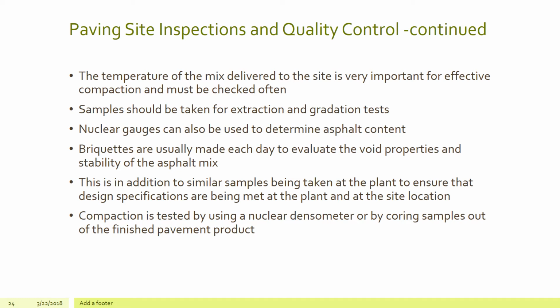Samples should be taken for extraction and gradation tests. Nuclear gauges can also be used to determine asphalt content. Briquettes are usually made each day to evaluate the void properties and the stability of the asphalt mix. This is in addition to the similar samples being taken at the plant to ensure that the design specifications are being met at the plant and also at the site location. Compaction is tested by using a nuclear densometer or by coring samples out of the finished pavement product.